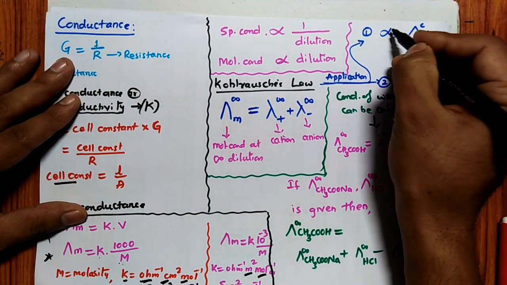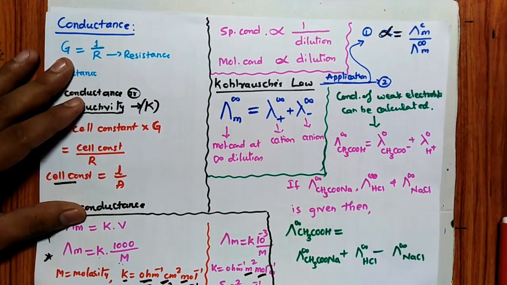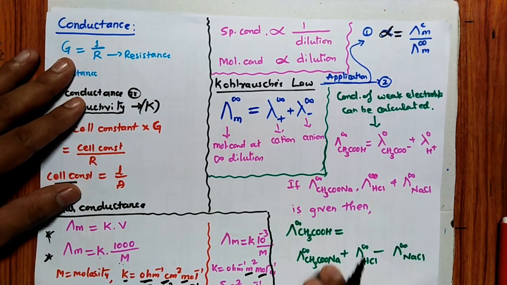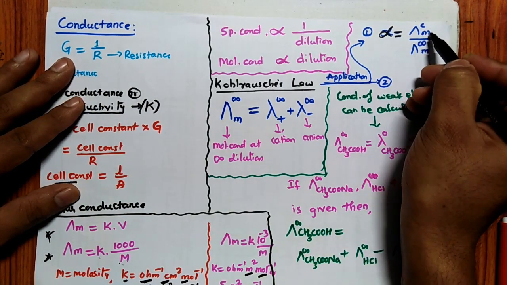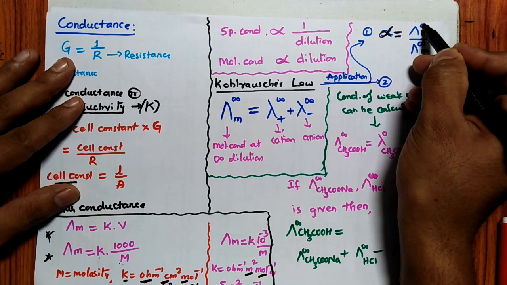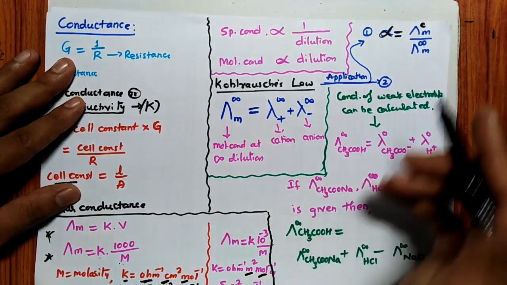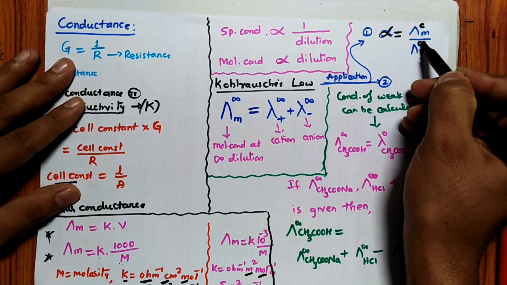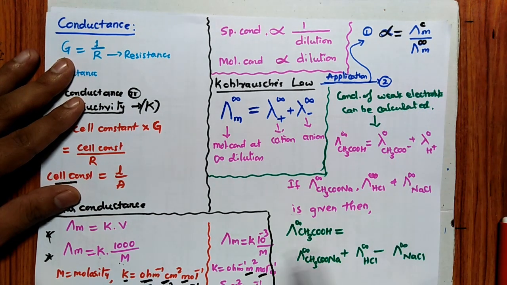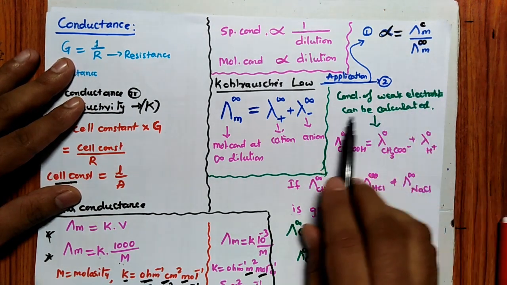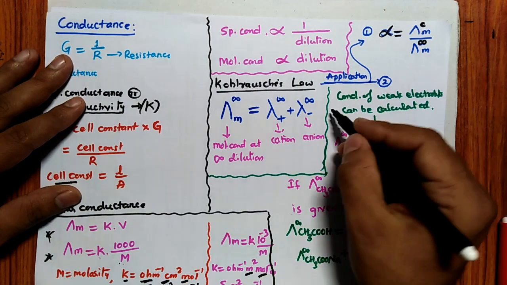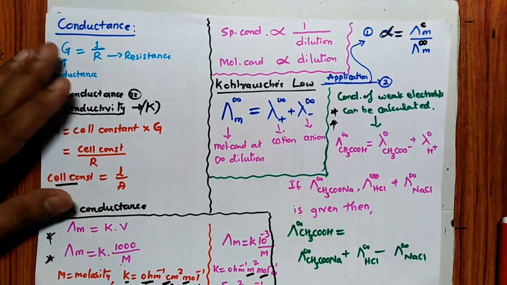Applications, remember. First application: you can calculate degree of dissociation. Degree of dissociation is the molar conductivity of the weak electrolyte at that concentration C, given concentration, divided by molar conductivity at infinite dilution. Second, the molar conductivity of a weak electrolyte can be calculated. Very, very important.